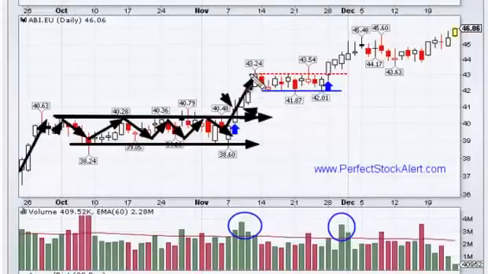You draw your resistance line off of the highs of the candlestick, or the highs of the wicks off the tops. I prefer the candlesticks themselves. And then you look for the breakout where price actually closes above that. When you get that signal, that's your buy signal. You want to be a buyer the very next day at the open.